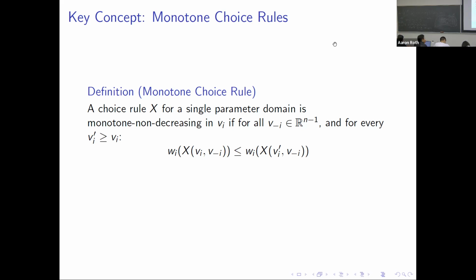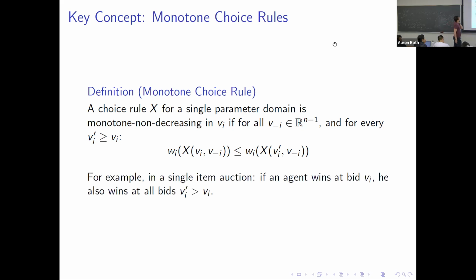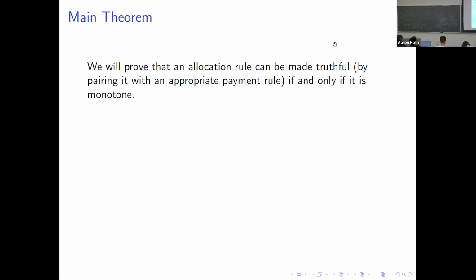Okay, clear questions about this property? Clear? Okay, sorry. In a single item auction, this means if our allocation rule is such that some agent wins at bid v_i, he also has to win at all higher bids.